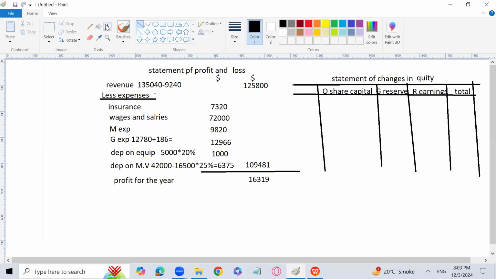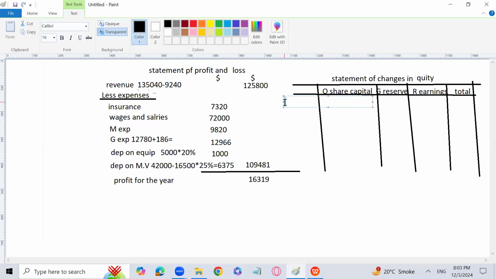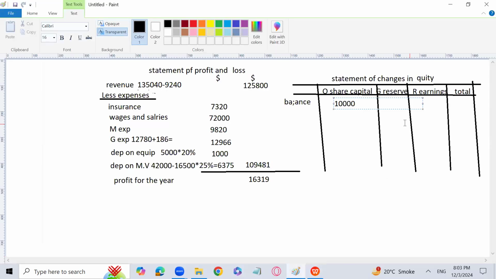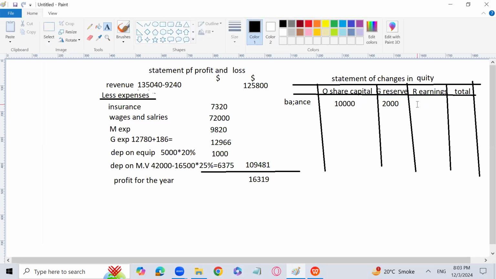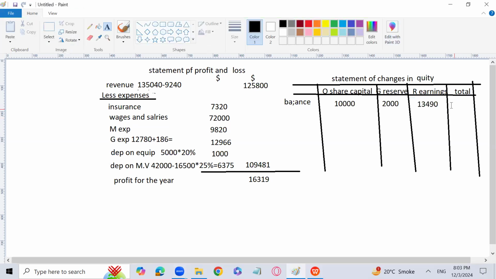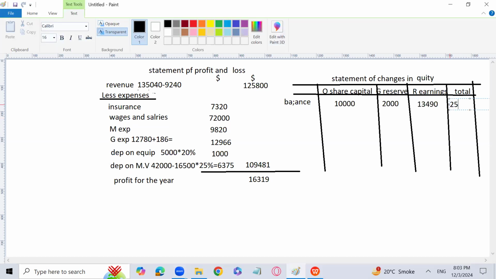I won't write the date actually, I will write just balance. It will work also, because you just have to write the amount inside. Ordinary share capital 10,000, the general reserve we already have is 2,000, and retained earnings 13,490. So let's go for the total also. Total is going to be 25,490.